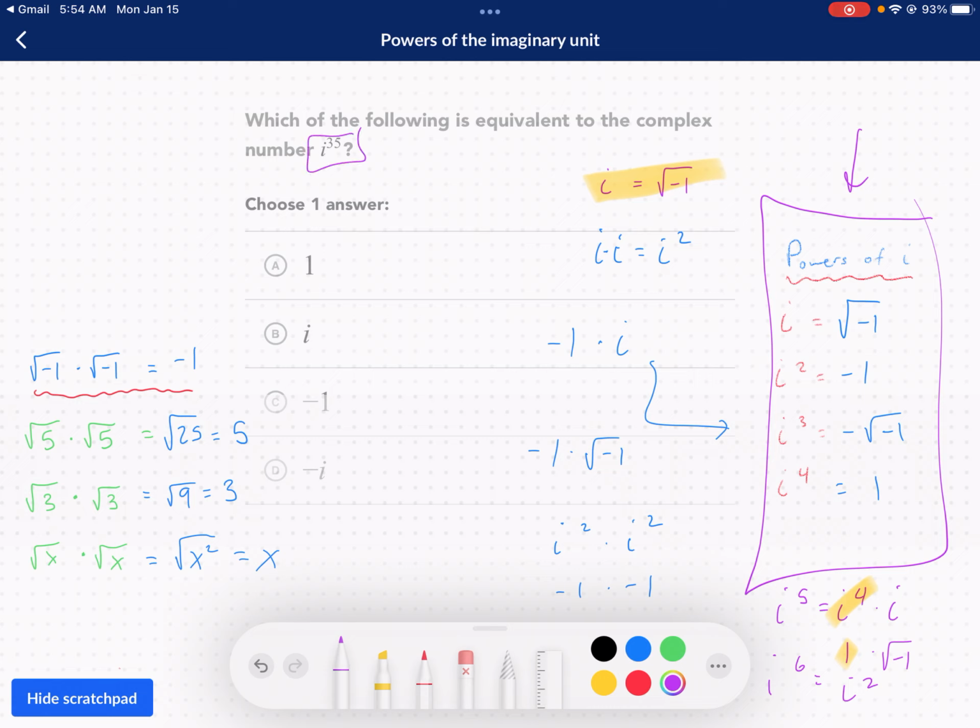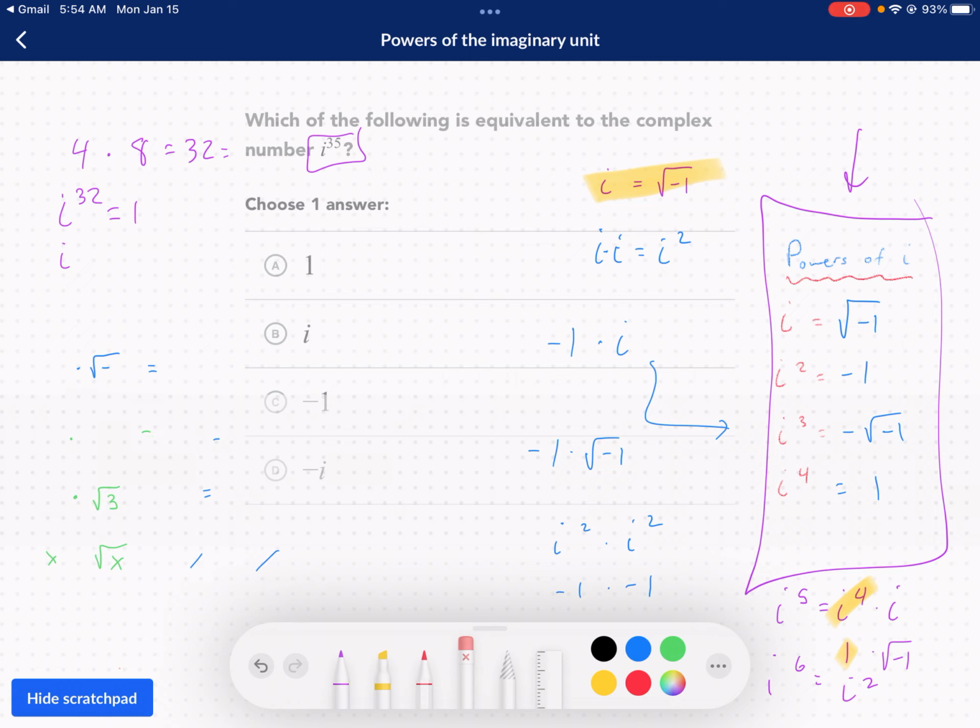So we're looking for multiples of 4 to get us close to 35. I know that 4 times 8 gets me close, 32. 4 times 9 is too big. It takes me to 36. You could use that, but I'm going to start with 4 times 8, which gives me 32. That means if I had i to the 32nd power, that would be equal to just 1. That means I'm going to erase some of this stuff, just give myself a little bit more room.